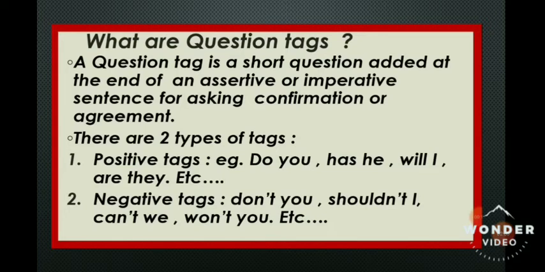Now there are two types of tags which you have to keep in mind. First are the positive tags. Second are the negative tags. Positive tags, I have given you the examples. You can see that: do you, has he, will I, are they, etc. Negative tags examples I have given: don't you, shouldn't I, can't we, won't you, etc.